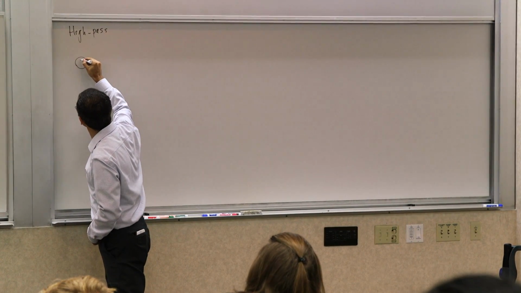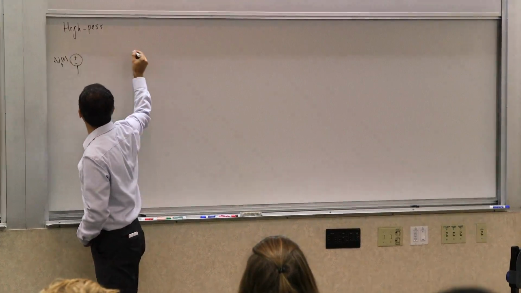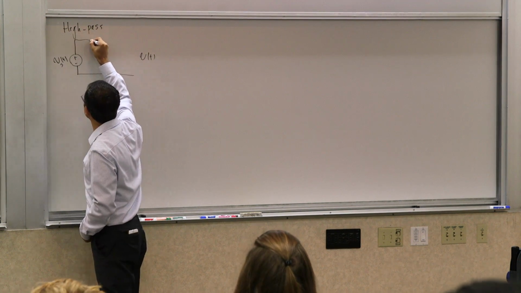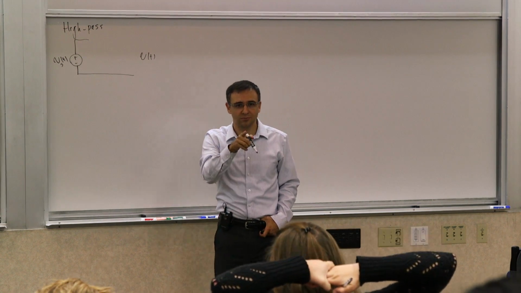So I have a source, Vs of t, and I want the output voltage, V of t, to be now this time high passed. In other words, I don't want the low frequency stuff to go through, but I want the high frequency stuff to go through.